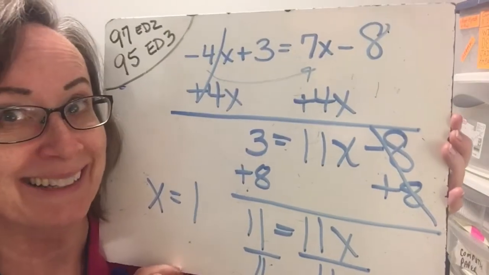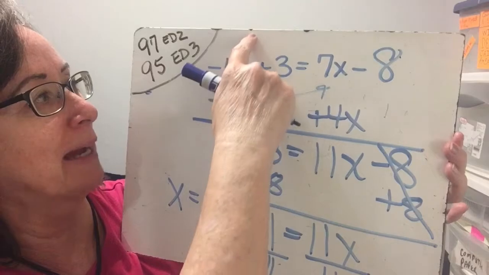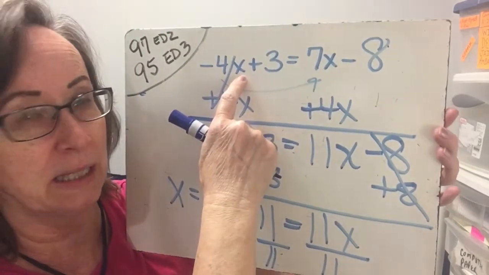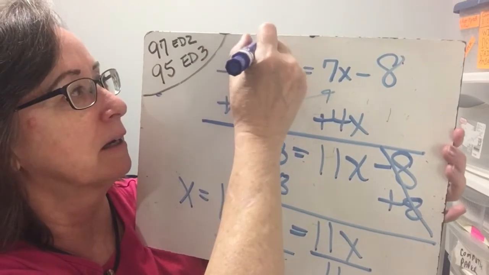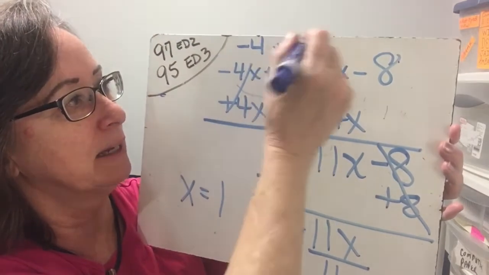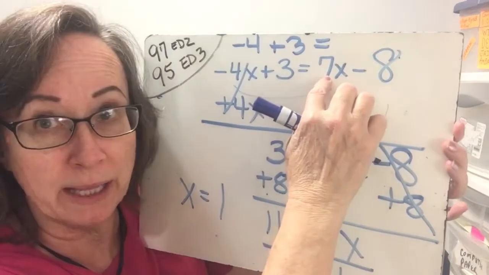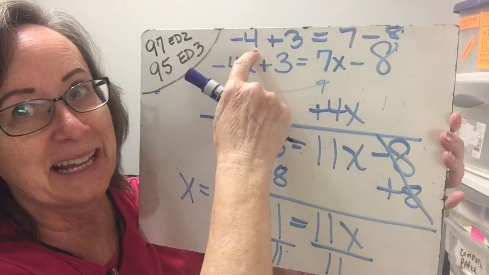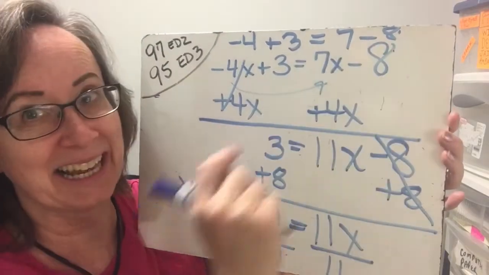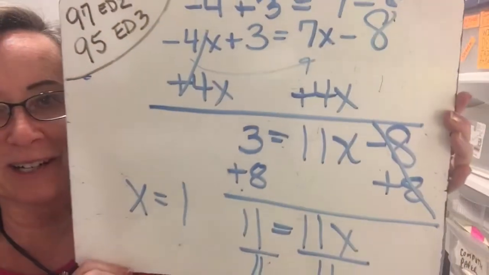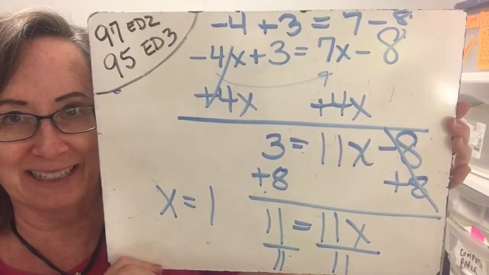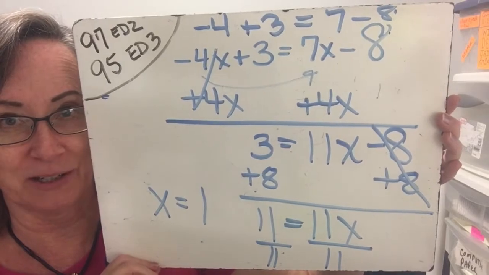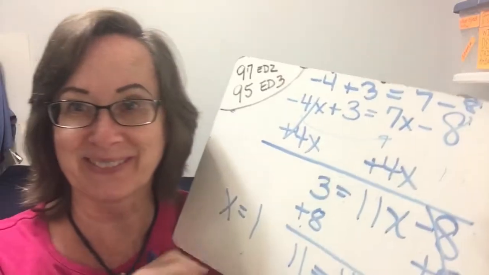So shouldn't we check it? If we plug in a 1 back into the original equation, we have negative 4 times 1 is negative 4 plus 3 equals 7 times 1, which is 7 minus 8. This is a negative 1 on this side. This is a negative 1 on this side. And negative 1 does equal negative 1. So there's all the work that you should have on your board or your paper.